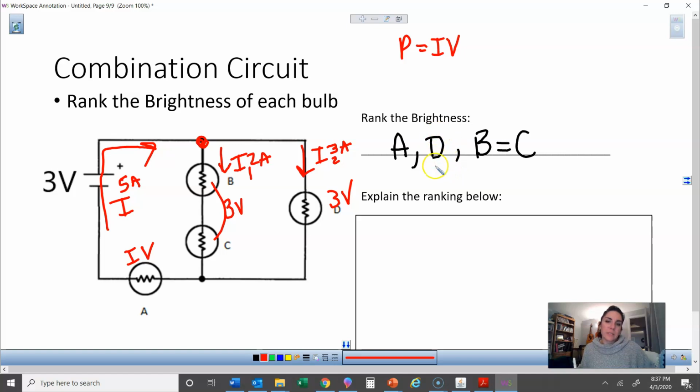And then the reason why D is second is because it doesn't have to share its voltage, but it certainly has less current than A, because A is getting the full current, where this is getting the split of the current. So that is something you might see on the quiz, because this is of course a challenging question, but it really tests your knowledge of parallel and series circuits.